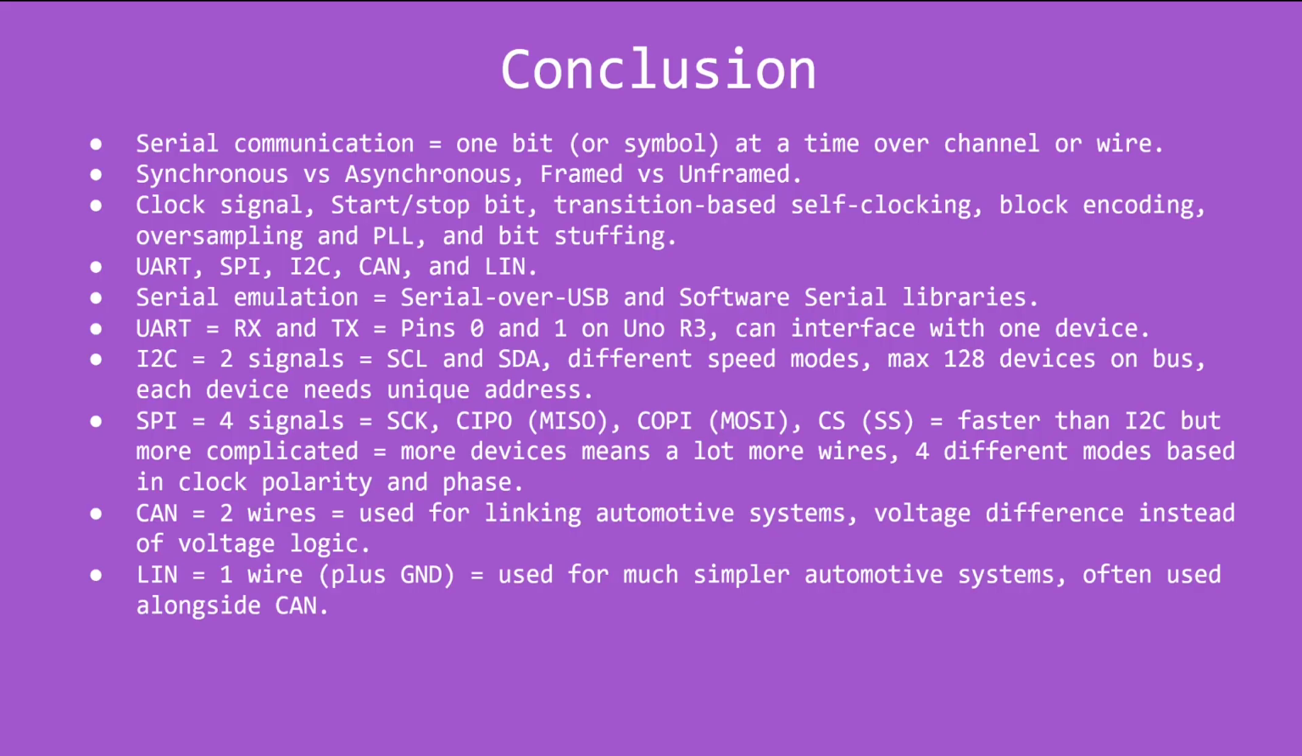And we talked about CAN, that's two wires used for linking automotive systems. It works off a voltage differential, so that it can resist all the electrical noise that's coming off the motors and whatnot near it. We talked about LIN, that's just one wire plus a ground. It's used for simpler automotive systems. Usually it's used also with CAN, so LIN handles the simpler stuff in a vehicle, CAN handles the rest.